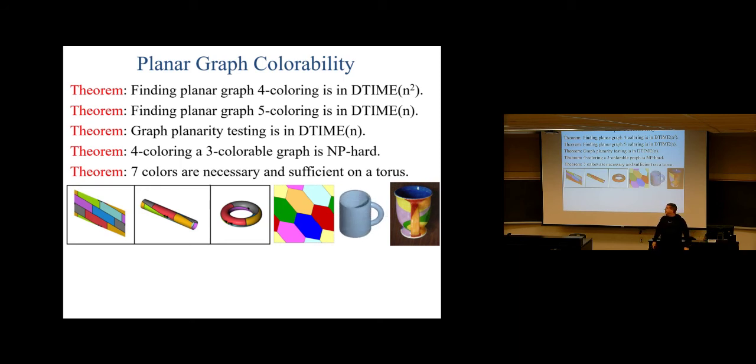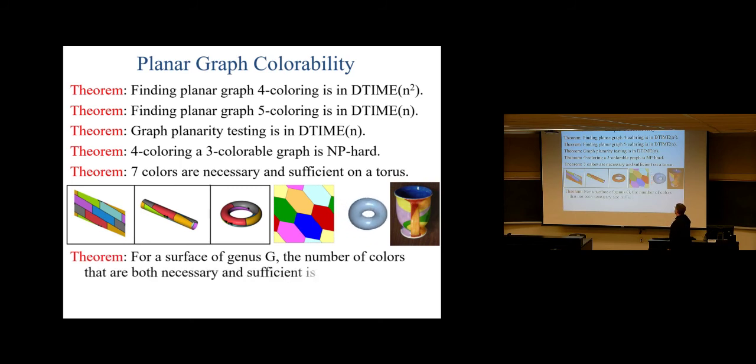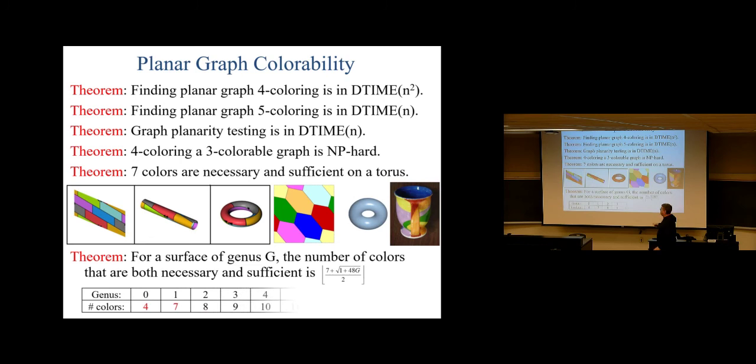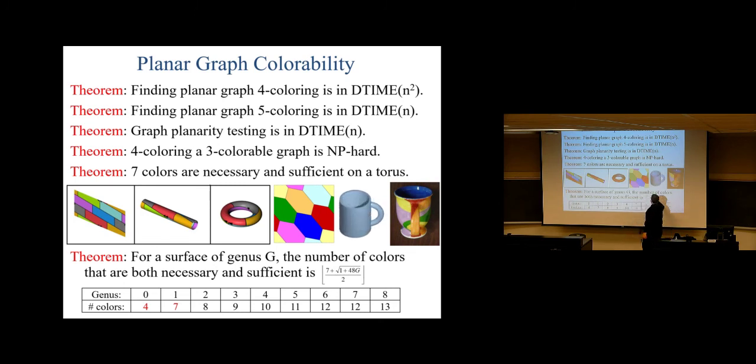And in general, if you have a surface of genus g, where g is the number of holes, like a torus or a double torus, two tori connected together, welded together, or three or four, like a big chain, the number of colors that are both necessary and sufficient grows roughly as the square of the genus. More specifically, it's exactly this quantity here. So if you have a quadruple torus, 10 colors are necessary and sufficient.